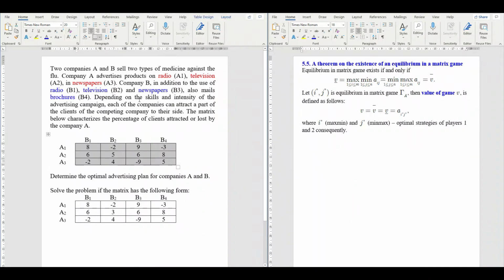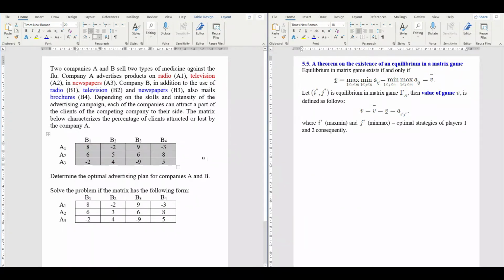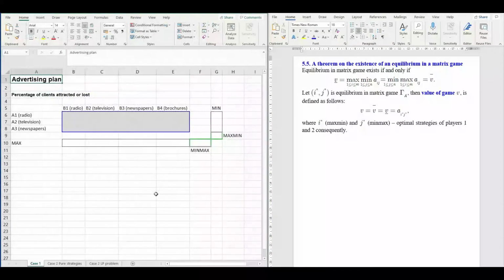Let's find equilibrium in this game. To find equilibrium, let's consider theorem 5.5. We consider the lower value of the game and the upper value of the game, and if they are equal to each other, equilibrium exists. Let's copy this matrix and consider this example in Excel. We consider the first sheet of our file and we copy the payoff matrix here.